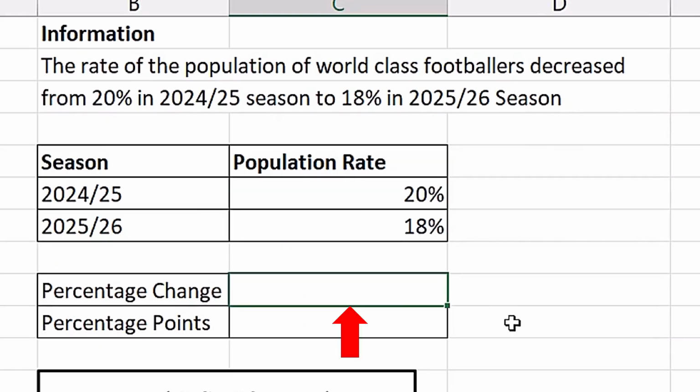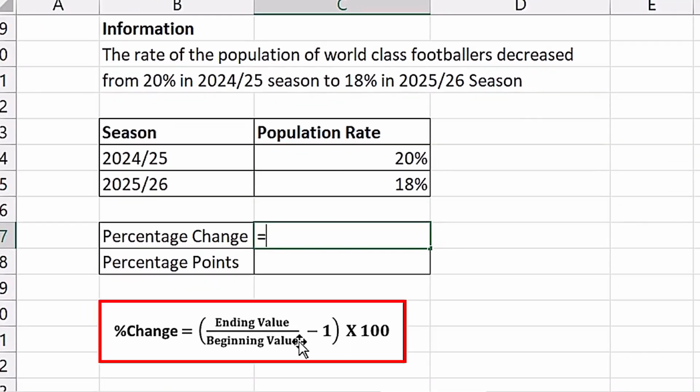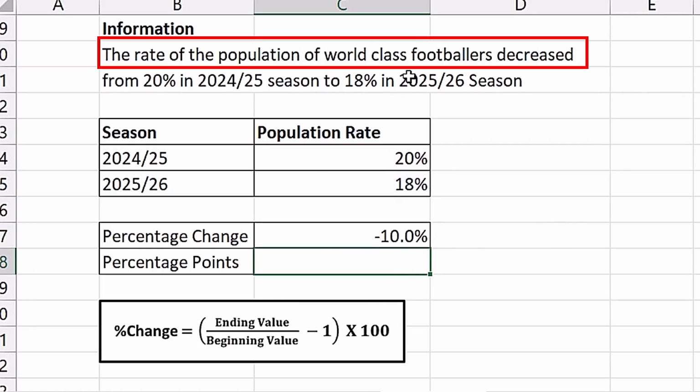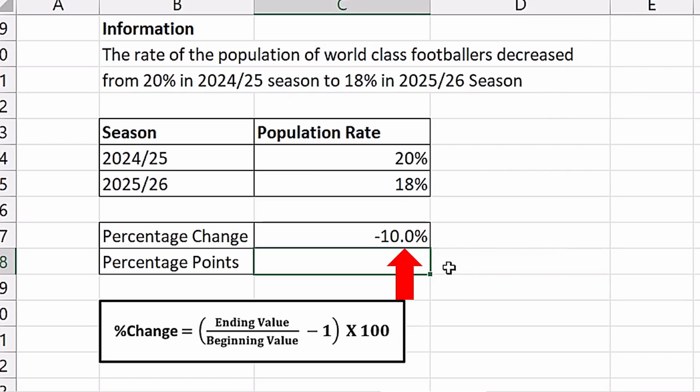I'm going to click on this cell and do equals to, we are using this formula down here, the ending value, which is going to be this rate here, divided by the beginning value. That's the rate from the previous season, which is this rate here, minus 1. Now since these rates are presented as percentages, we already know that Excel is going to pick that percentage number format and apply it here also. Let's hit enter, and you can see we are getting negative 10%. That means the rate of the population of world-class footballers decreased by 10% in the 2025-2026 season.